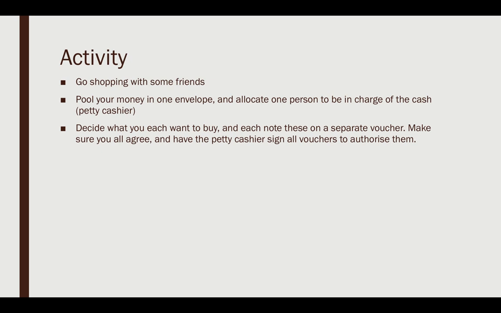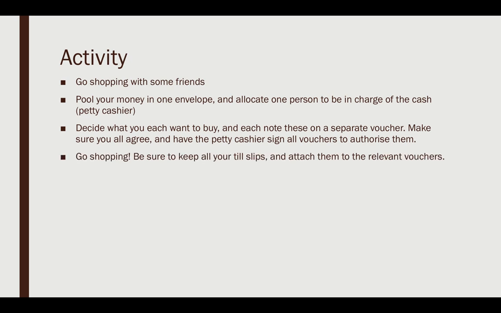Make sure that you all agree on what you have decided to buy, and make sure that the petty cashier signs all the vouchers in order to authorize them. Remember that this money that is in the envelope actually belongs to all of you, and for this reason, one of you can't go running off and buy a whole lot of ice creams and chocolates for themselves only. That just wouldn't be fair. So it's very important that all these purchases are authorized.